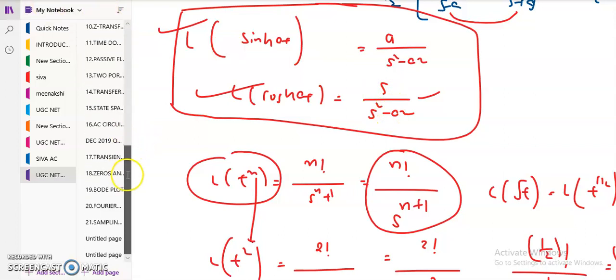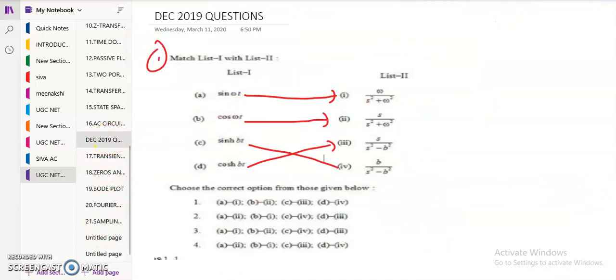So based upon this one, the answer is A1, B2, C4 and D3.